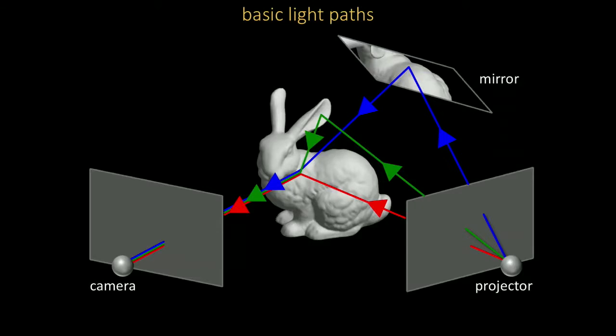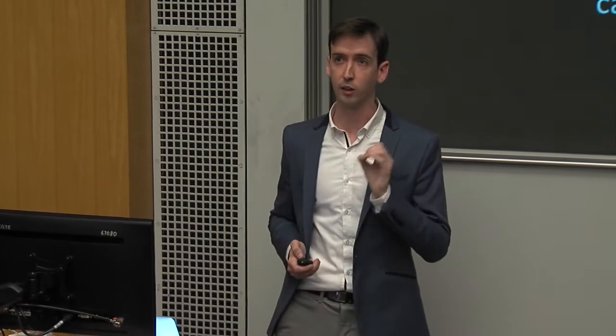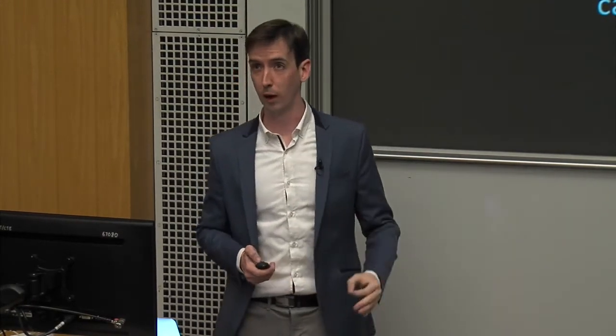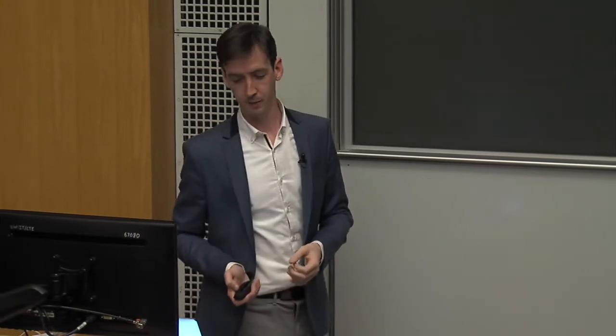So if we want to capture an image like that, the goal is to basically block these direct light paths from contributing to an image, right? It's these one-bounce direct light paths that we want to eliminate. So how do we do that? Well, it turns out there's a very simple constraint that we can use to identify which light paths are direct and which light paths are indirect.